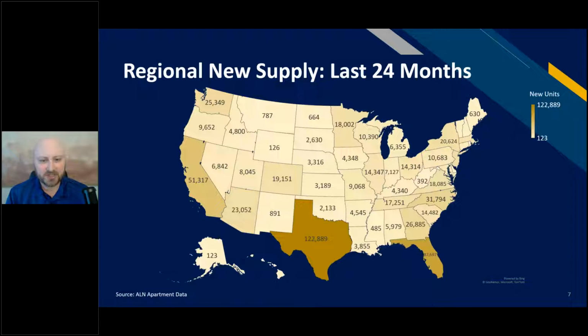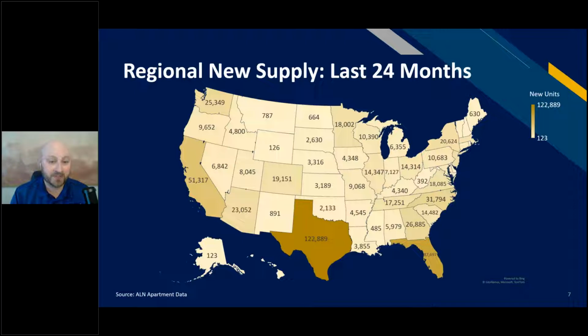So this is just kind of a regional look below the national numbers. This is new units over the last 24 months. Obviously, Texas stands out there, number one in the country, which is not unusual. Dallas, Fort Worth, and New York are generally kind of vying for 1 and 2 at the market level for new supply. Dallas has been pretty consistently number one for the last few years.